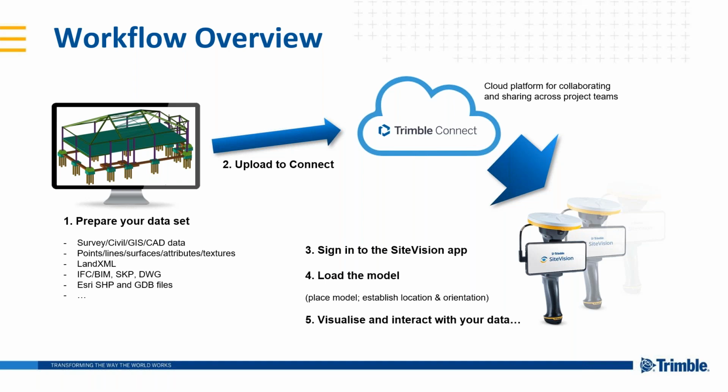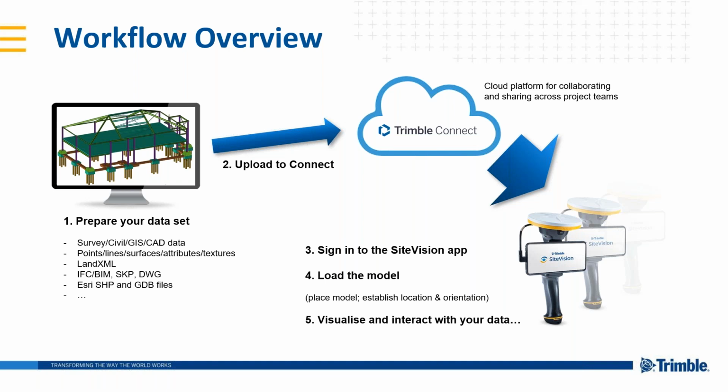And in terms of the types of data that you can load into the system, it supports most of the common survey, civil, GIS, and CAD data formats. And the elements that can come into the system within those various data formats are points, lines, surfaces. The system can use attribute information to help render some of the objects, and the objects can be textured as well. And I've got a table coming later that shows exactly all of the different formats that are supported by the system. So again, very, very important step is preparing your data.